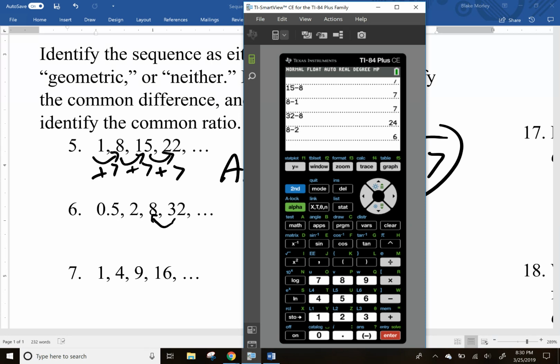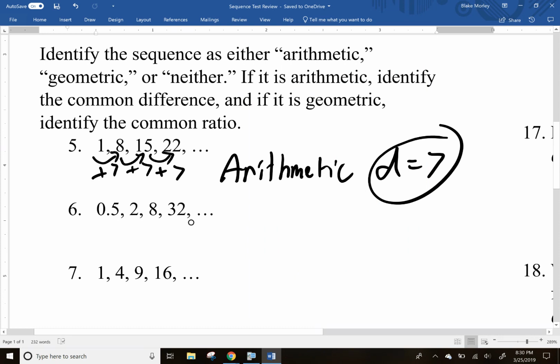So now let's try dividing it. Let's see if it's geometric. If it's geometric, then dividing the previous terms should get me the same thing. So 32 divided by its previous term, 8, I get 4. Okay, what about 8 divided by its previous term, which is 2? 8 divided by 2 is also 4. Okay, well, we're on to something. What about 2 divided by its previous term, 0.5? That is also 4. So because division works, that tells us it's geometric.